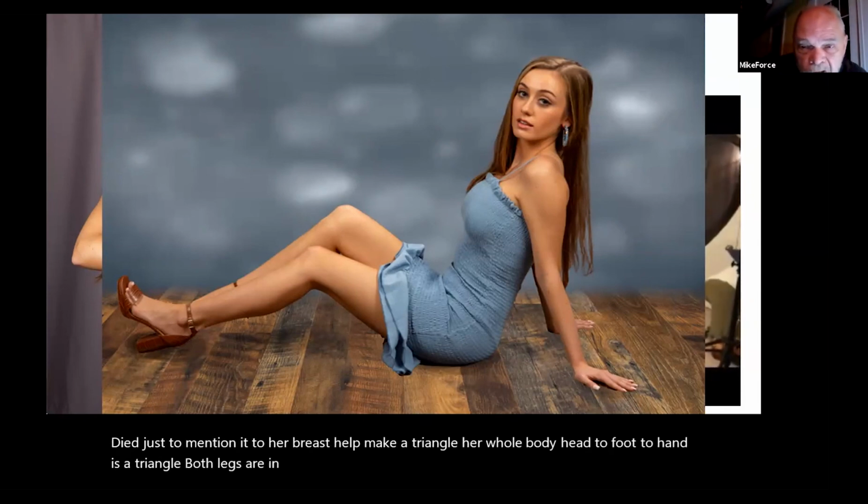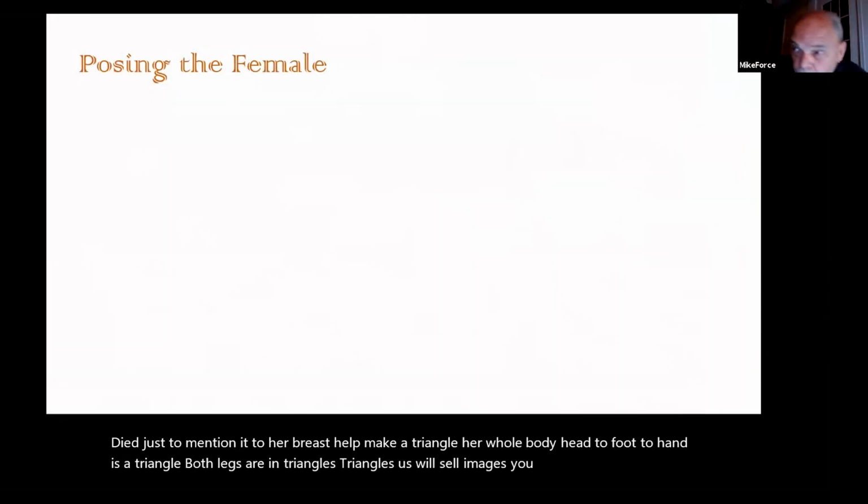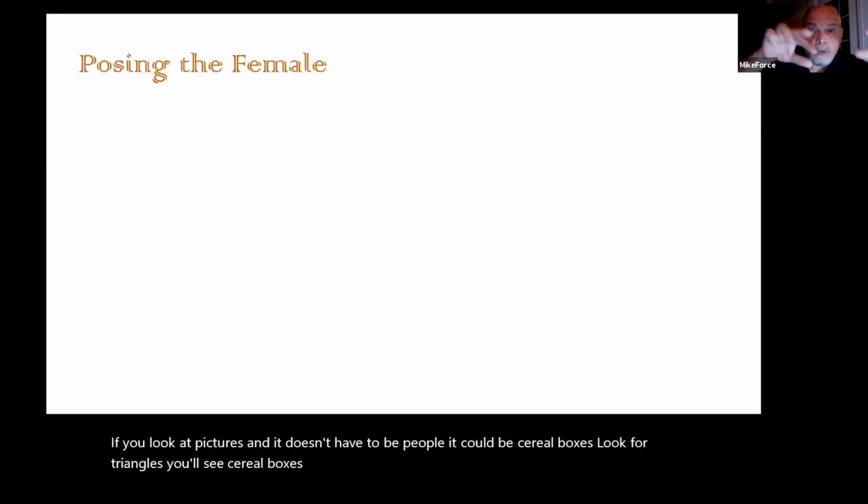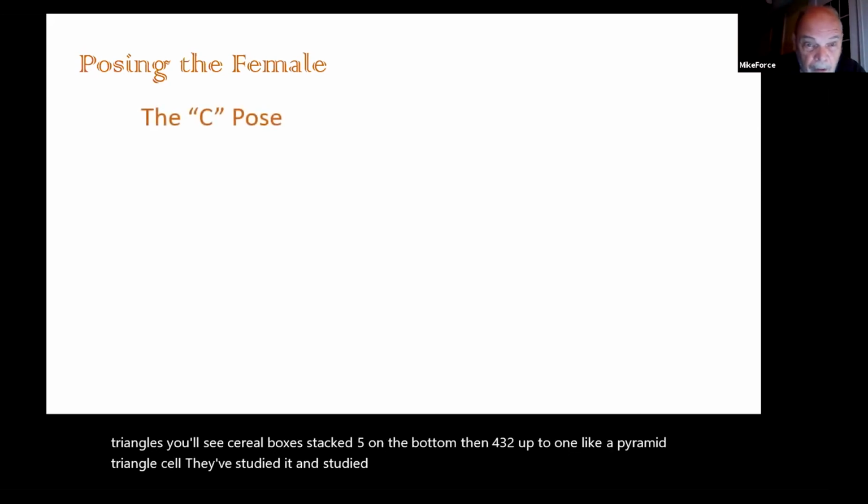Triangles will sell images. If you look at pictures, and it doesn't have to be people, it could be cereal boxes. Look for triangles. You'll see cereal boxes stacked 5 at the bottom, then 4, 3, 2, up to 1, like a pyramid. Triangles sell. They've studied it, and triangles sell.